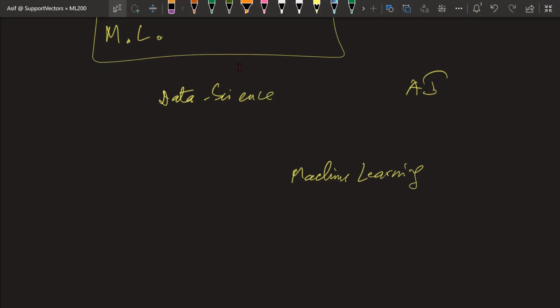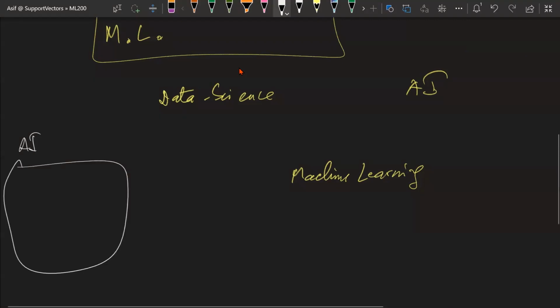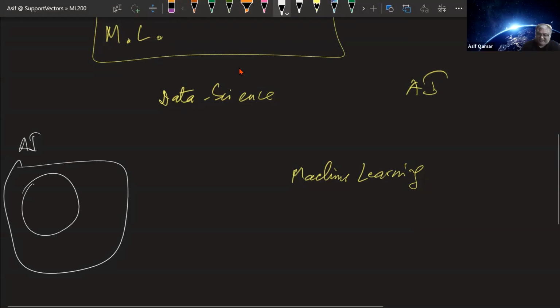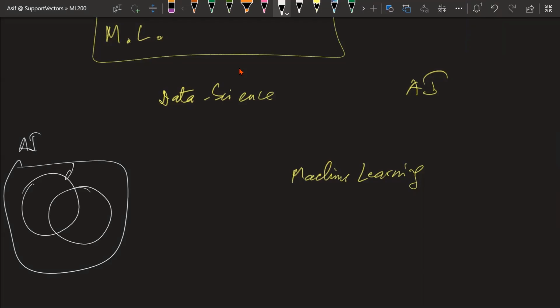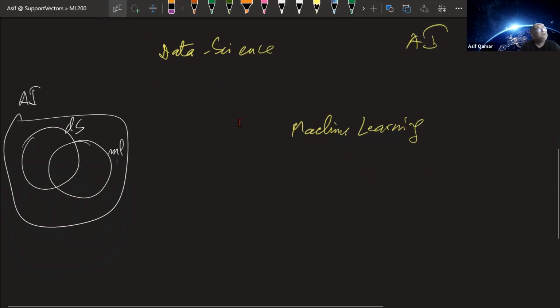I think data science and machine learning are subsets of AI, you could say. Okay, so one possible answer is that AI is the broad field, and you would say data science is here and machine learning is where? Something like this? Yes, data science and ML. This is one way of drawing out the Venn diagram. Anybody else would like to draw it out differently?